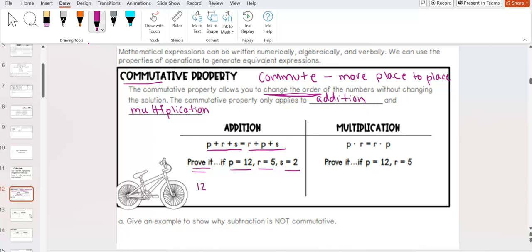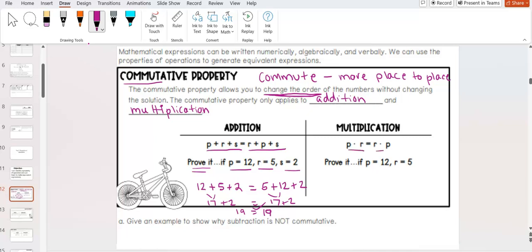So if instead we're going to say, okay, p is 12, r is 5, and s is 2. And we're saying that's the same as r is 5, p is 12, and s is 2. Well, 12 plus 5 is 17 plus 2. 5 plus 12 is 17 plus 2, so that's 19 on both sides, which is true. Okay?